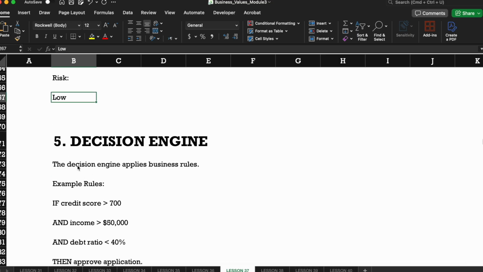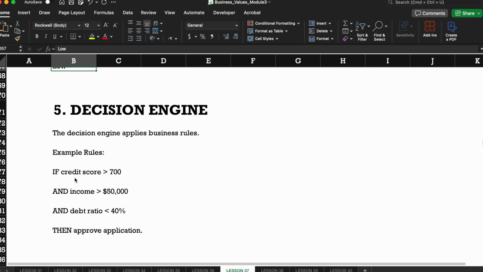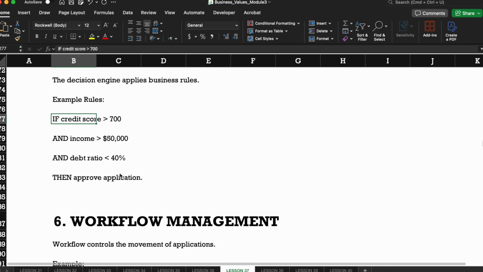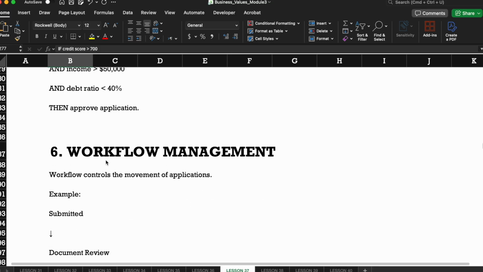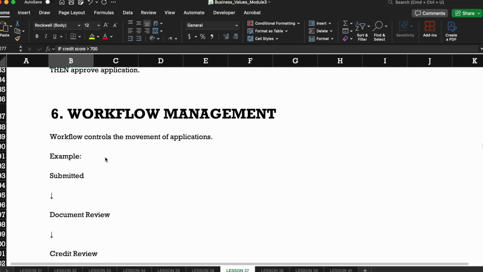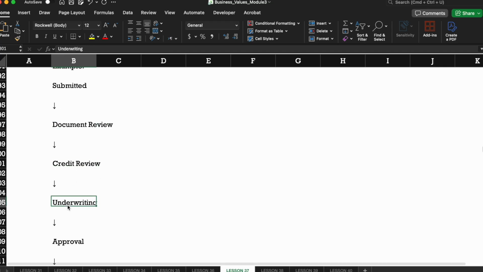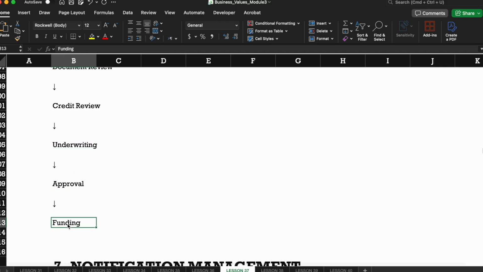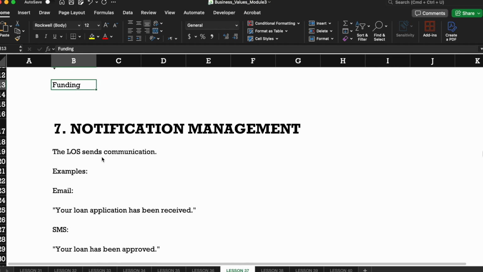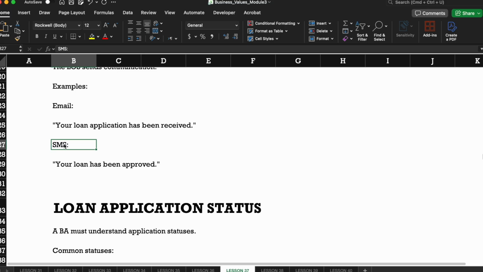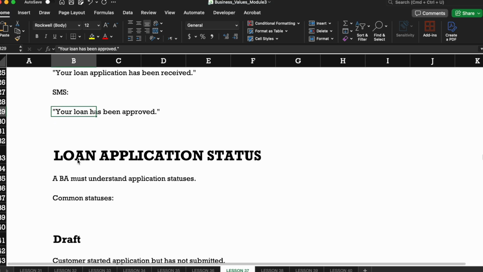Decision engine: the decision engine applies business rules. Example: if credit score is greater than 700 and the income is greater than 50,000 and the debt ratio is less than 40%, then approve the application. Workflow management controls the movement of the application: submitted, document review, credit review, under review, approval, funding. Notification management sends communication. Example: email, your application has been received; SMS, loan has been approved.